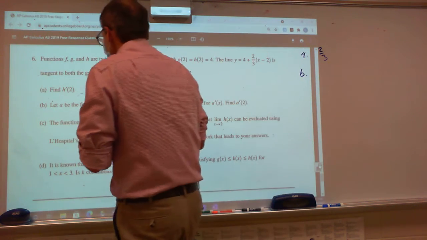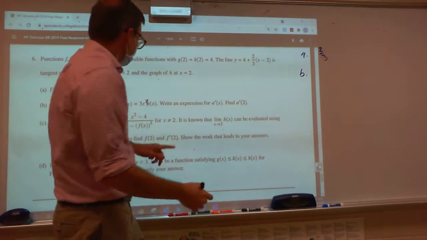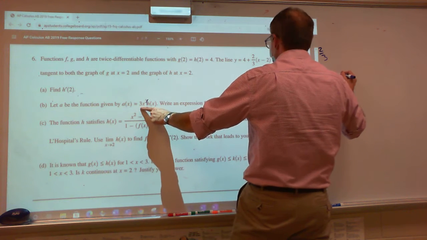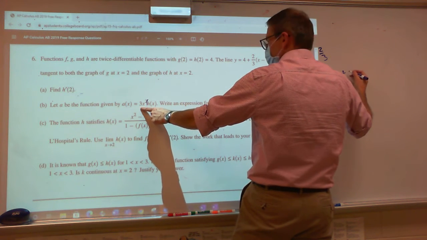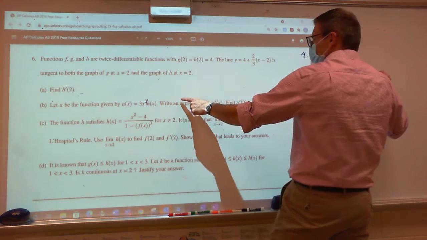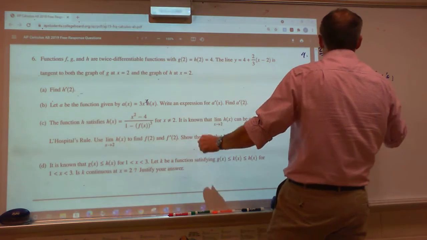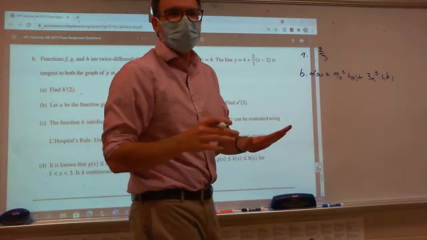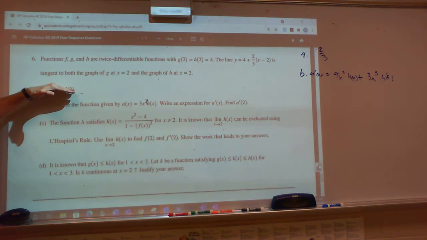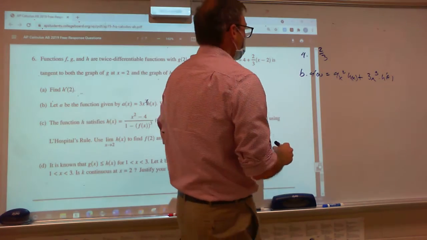As far as B goes, let A be this function. So if we use the product rule, when I take the derivative, A prime of x is going to equal 9x squared times h of x plus 3x cubed times h prime of x. And they're kind of sneaky here. The AP exam loves to use previous answers in problems. So they want to know, what's A prime of 2?